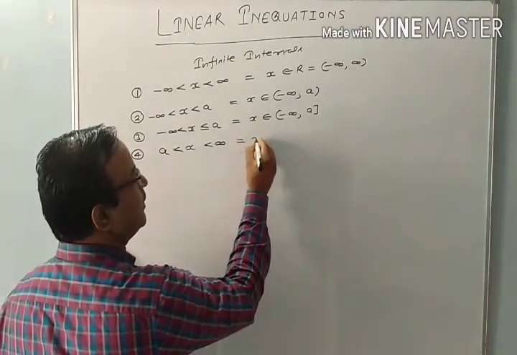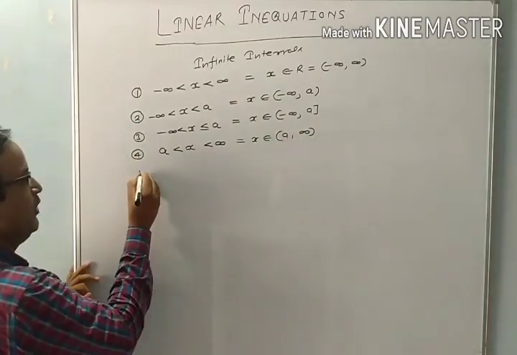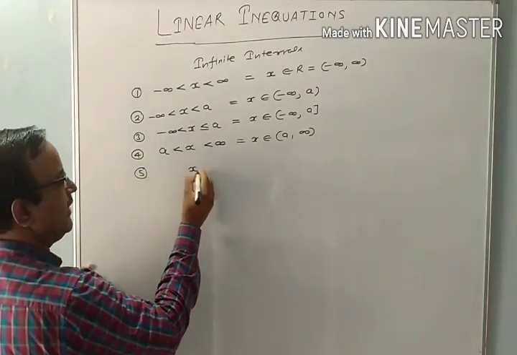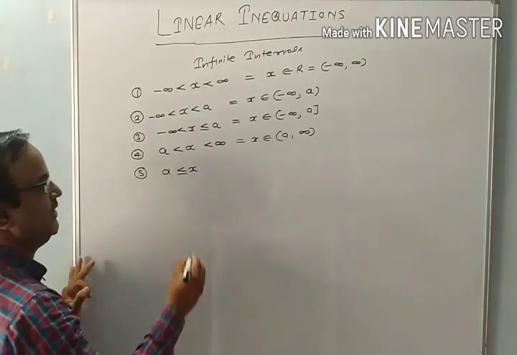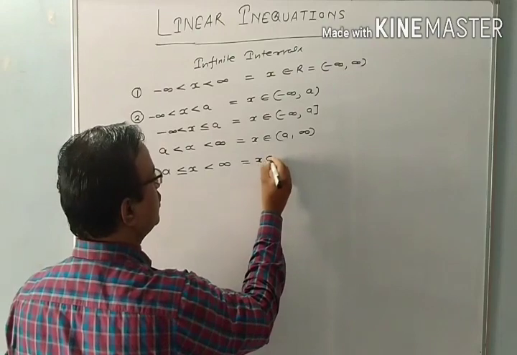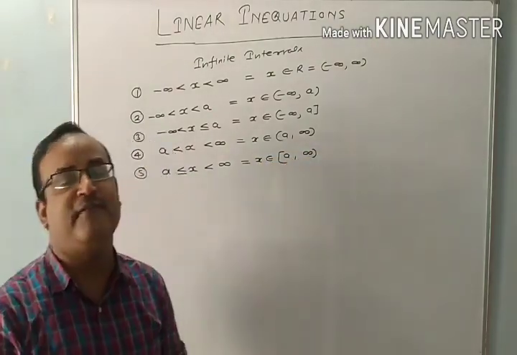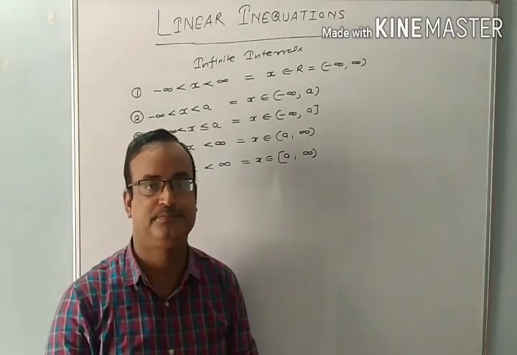Then we write x belongs to a to infinity. Now for the fifth one, the value of x is more than or equal to a, but it is obviously less than infinity. So we write x belongs to the closed-open interval. So these are infinite intervals.